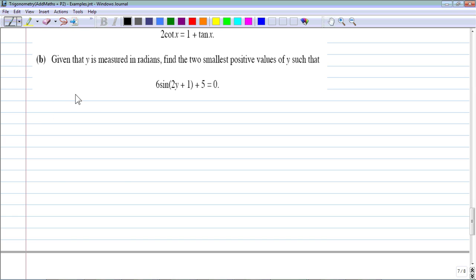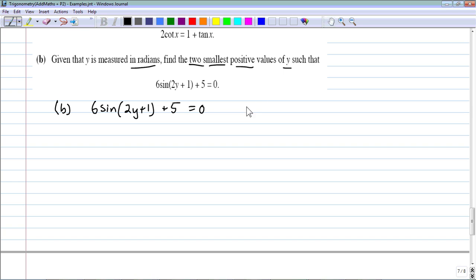In part B we have the equation 6 sine (2y plus 1) plus 5 equals 0. Now notice the way they express the question. First it should be radians, our answer, and then it says two smallest positive values of y. So that means we need to think about whether the answer that we're getting is a positive or negative number, and then find the two smallest positive.